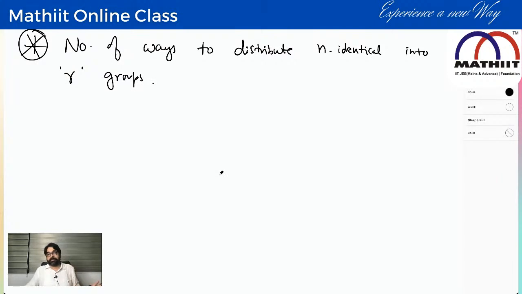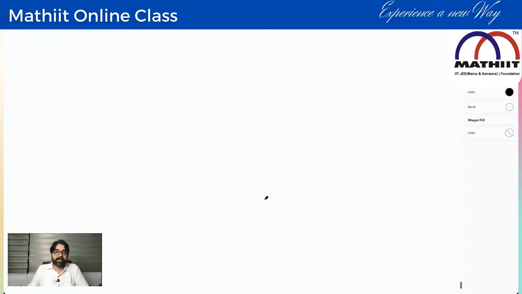That's the only thing mentioned. Now listen to me. By reading this, what can you understand? I have to distribute identical objects into R groups. Here, the size of the group is not predefined. Let's start with a simple example. After that, we'll come to the point. Suppose I'm having 5 A letters, I want to distribute them into 3 groups.